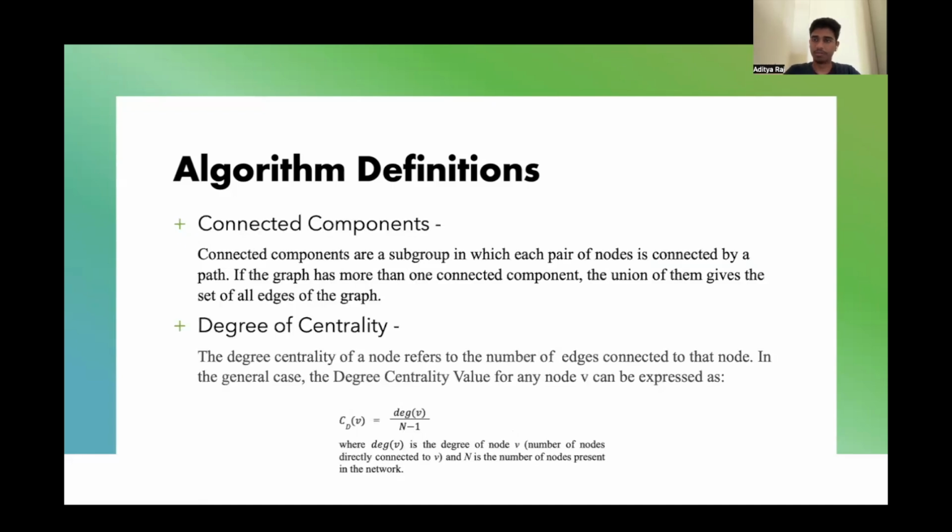Next we have connected components. Connected components are basically a subgraph in which, when you select one node, you can definitely reach another node which you select. If you can, then it is a connected component. If not, then that becomes a completely different subgraph. Moving on to degree of centrality. Degree of centrality is defined as the number of degrees divided by the number of nodes in a graph.